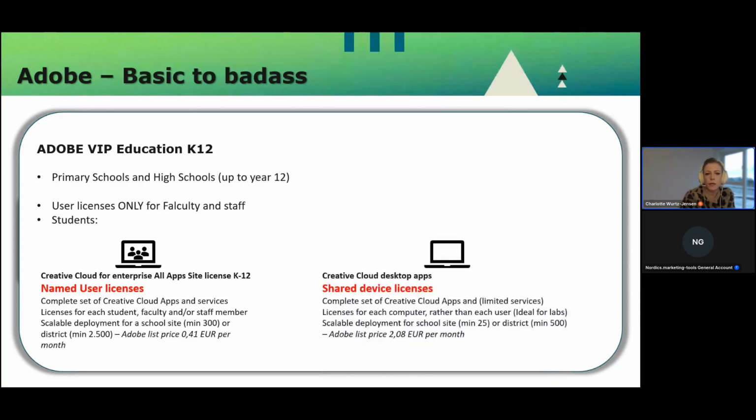Another solution is Adobe Shared Device Licenses. This is meant for classrooms. So here you can purchase Adobe licenses for a device and not for a user. Here we also have a minimum purchase. For a school, the minimum purchase will be 25 licenses. For a district, it will be 500 licenses. And here you also see the pricing per month.